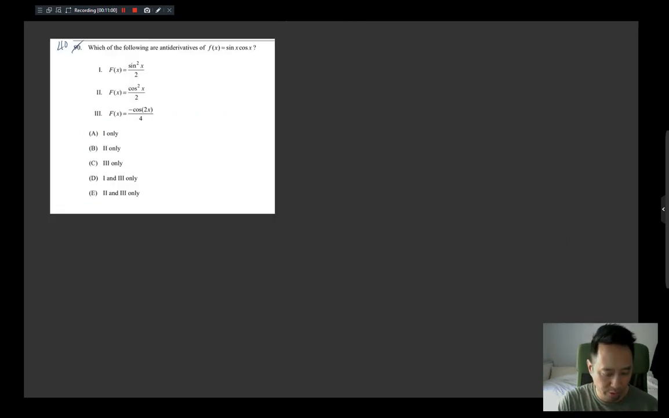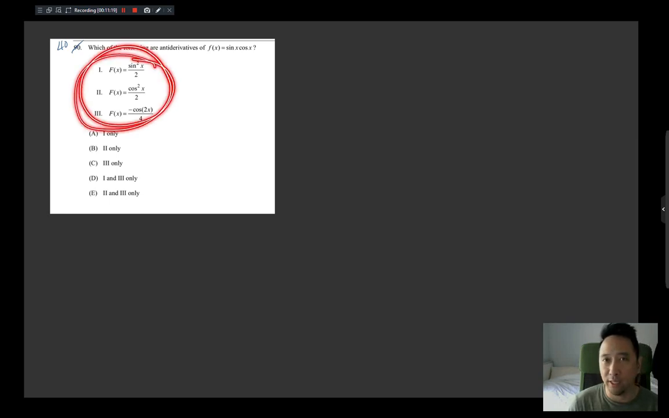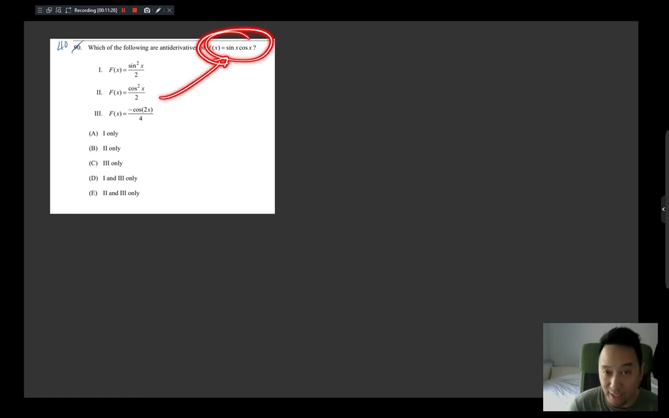Okay, moving on to number 40, which is also question number 90. They're asking which of the following are the antiderivatives of f of x equals sine x cosine of x. If these answer choices are the antiderivatives, that means I'm going to take the derivatives of those, and I should get this as my derivative. So we're just going to take the derivative of each of these values and see what we get.